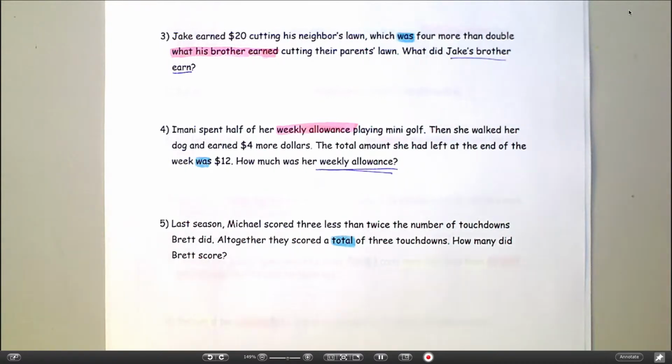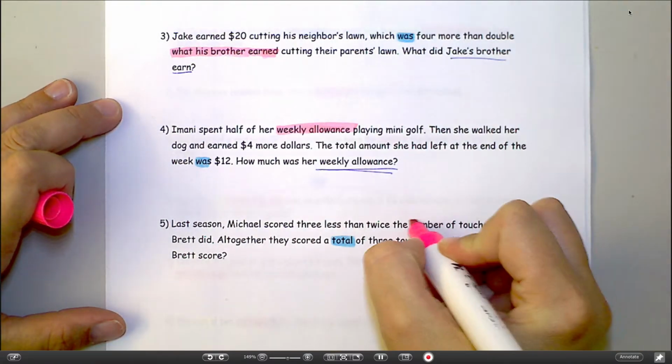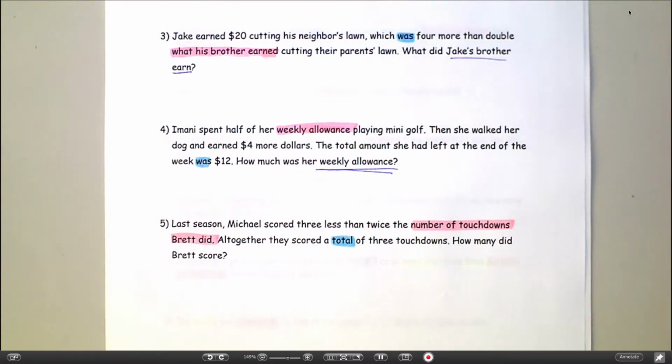Okay. And in the last one, my question is, how much did Brett score? So if I read through the question, last season Michael scored 3 less than twice the number of touchdowns Brett did. So when I say how many did he score, it's the number of touchdowns that Brett scored that I'm looking for. Okay? So I've highlighted all my X's. Those are all of my things that I'm trying to find.